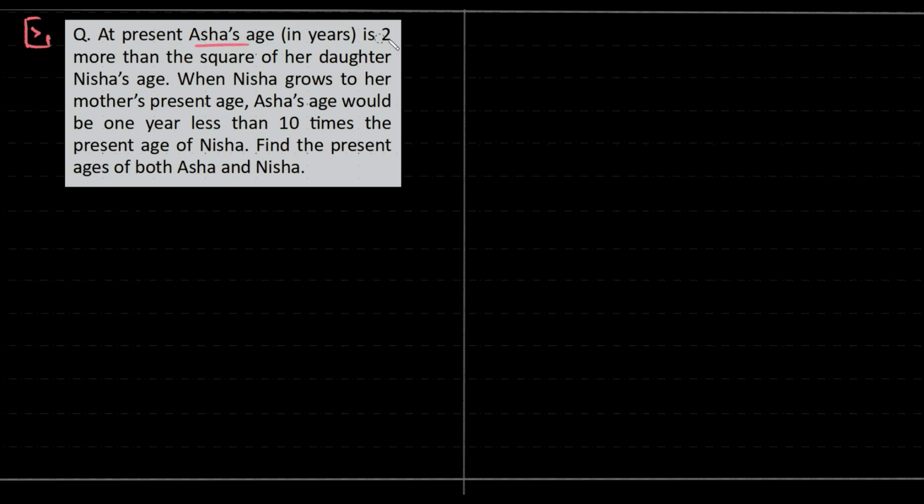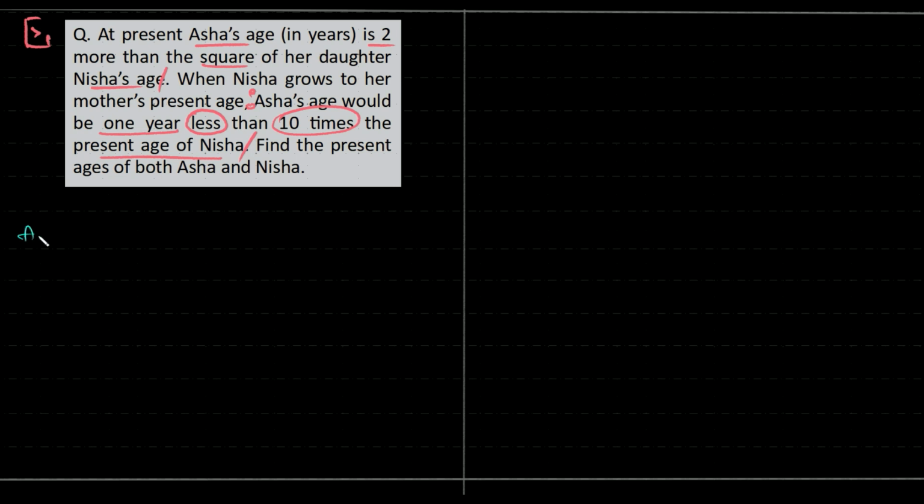At present, Asha's age is 2 more than the square of her daughter Nisha's age. When Nisha grows to her mother's present age, Asha's age would be 1 less than 10 times the present age of Nisha. Find the present ages of both Asha and Nisha.